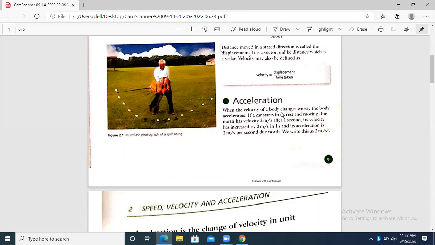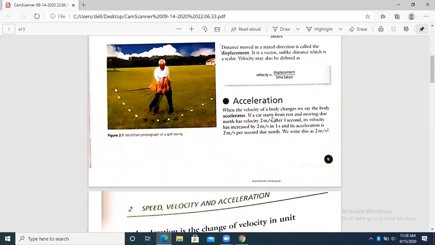When the velocity of a body changes, we say the body accelerates. Here you want to understand one thing: change only, that's it. Change means what? Either increase or decrease. Both are changes. In our mind, sometimes we think change means only increasing. No, decreasing also is a change.